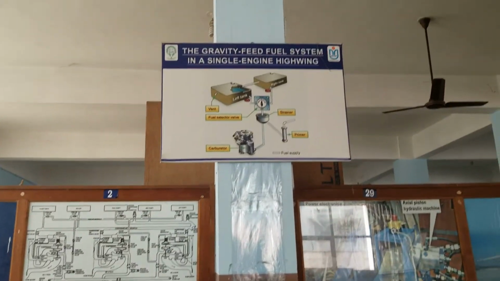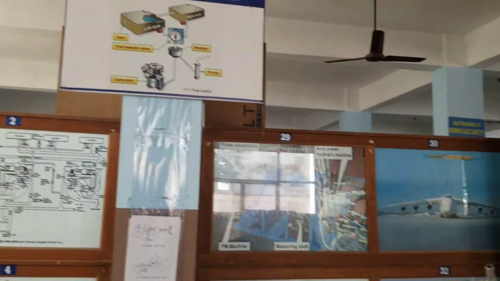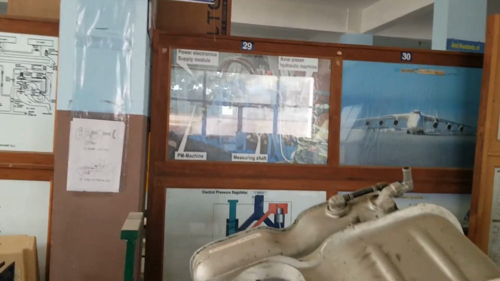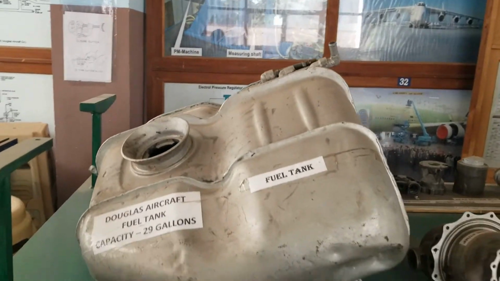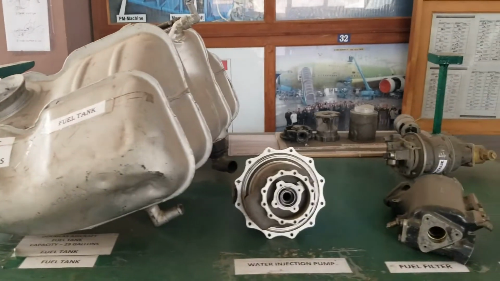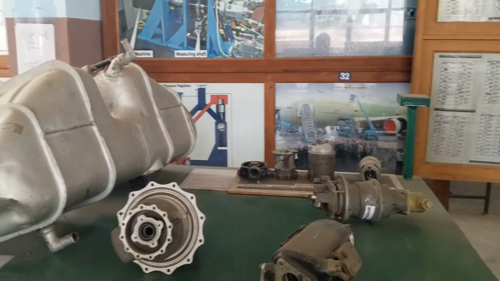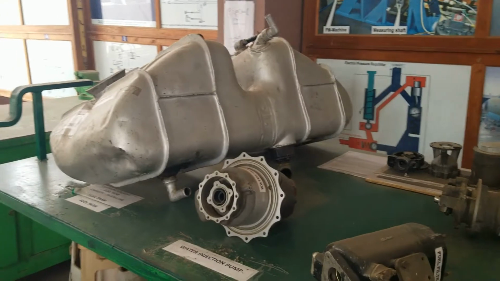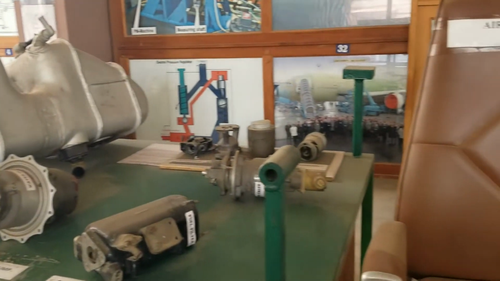Then fuel system, aircraft fuel system and its components. Fuel tank is there. Then other related components, some of the components are kept on the table so that you can have some idea. Okay, fuel system, without fuel aircraft cannot fly. So you have to fill fuel.